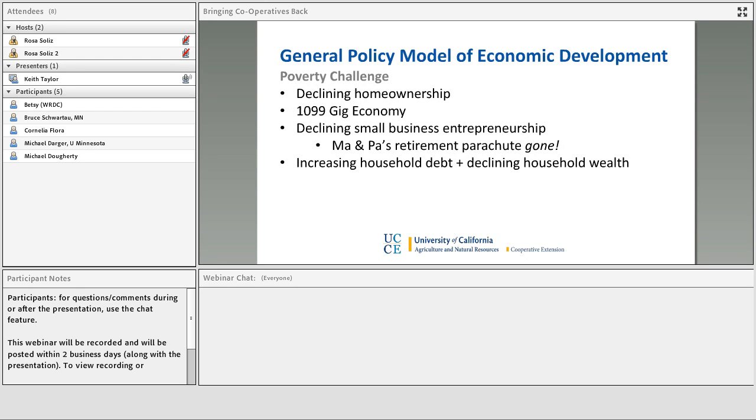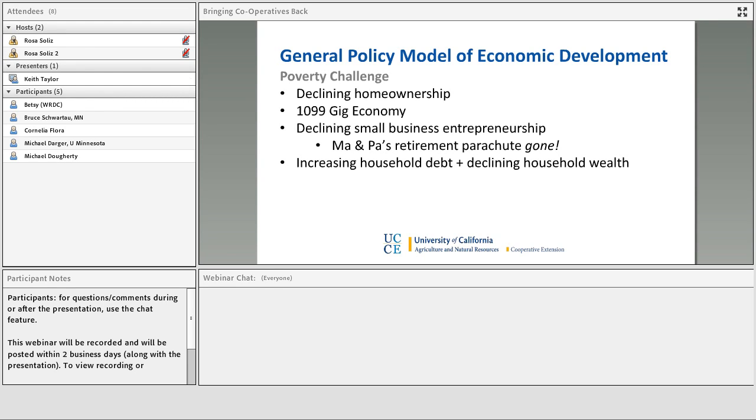So, some of the challenges that we see that we're facing in extension, but also dealing with our stakeholders in economic development, we're seeing this hollowing out of the middle class, declining home ownership. We're seeing a 1099 gig economy, so people have less and less job security, and with that, they have to pay more and more taxes whenever they sign on to the gig economy, working for places like Uber, for example.